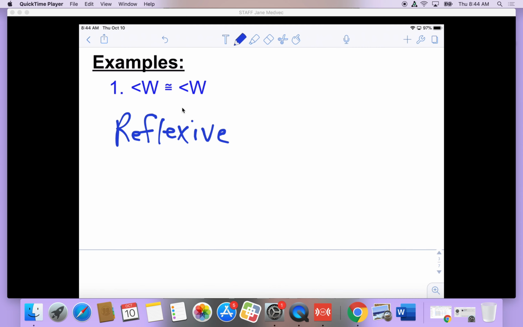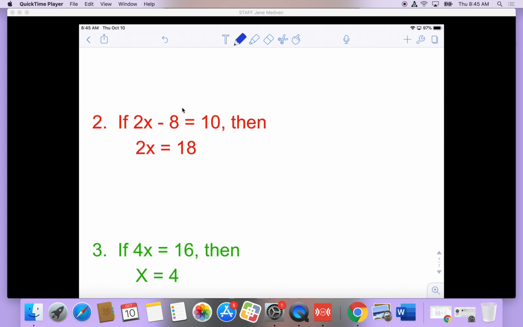Now, I'm going to tell you that in your homework, if you check your answers with the book, they'll say reflexive property of blah, blah, blah. All I need is reflexive, short and sweet. You don't need property and all that other stuff. Just reflexive. Okay? Next one.